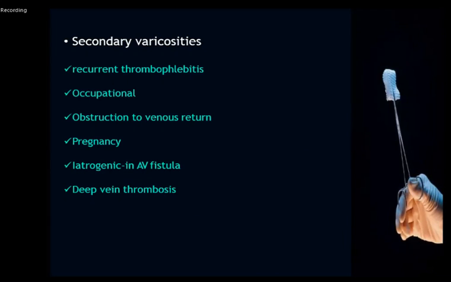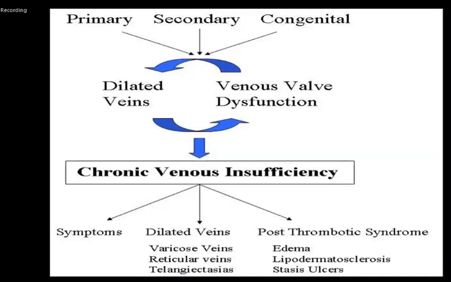Secondary varicosities are those cases having varicose veins due to some etiologies like recurrent thrombophlebitis, some occupations, obstruction to the venous return, for example in case of abdominal malignancy, pregnancy, iatrogenic causes, AV fistula, and deep venous thrombosis. These are factors leading to varicose veins formation. So this is a brief view showing the primary, secondary, and congenital varicose veins.